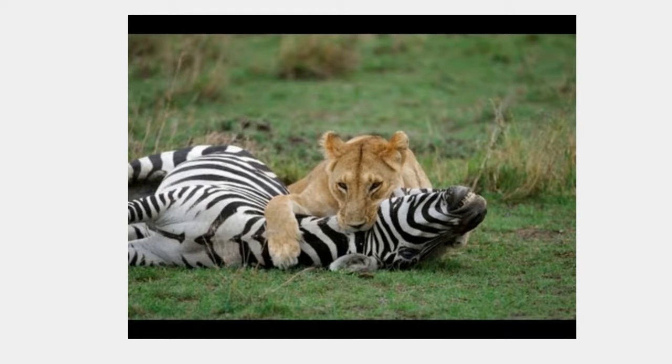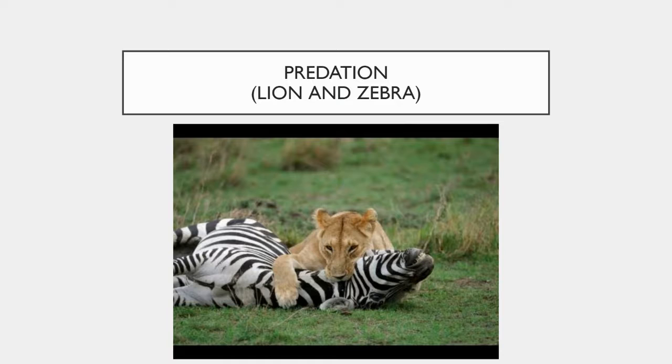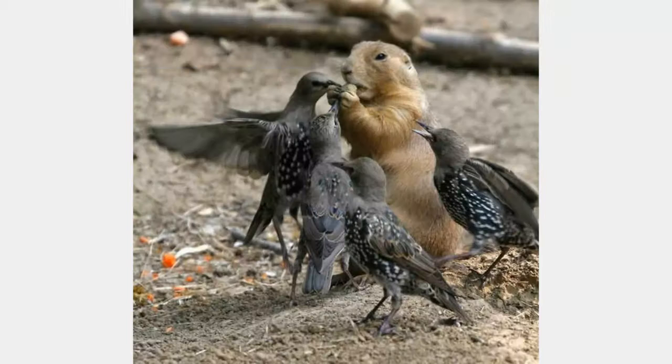This lioness has hunted and killed a zebra. That's right, it's predation. If one organism hunts and kills another organism to eat it, that's predation.